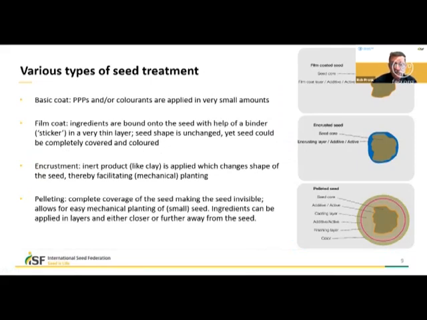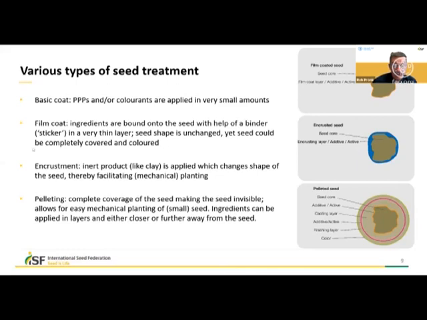And then crusting, that's the next level, where an inert product could be applied, which changes the shape of the seed and is mostly used to facilitate mechanical planting. And finally, you've got pelleting, where you have a complete coverage of the naked seed, making the seed completely invisible, which allows for easy mechanical planting, and you have plenty of space, which can be applied in different layers, either closer or further away from the seed.